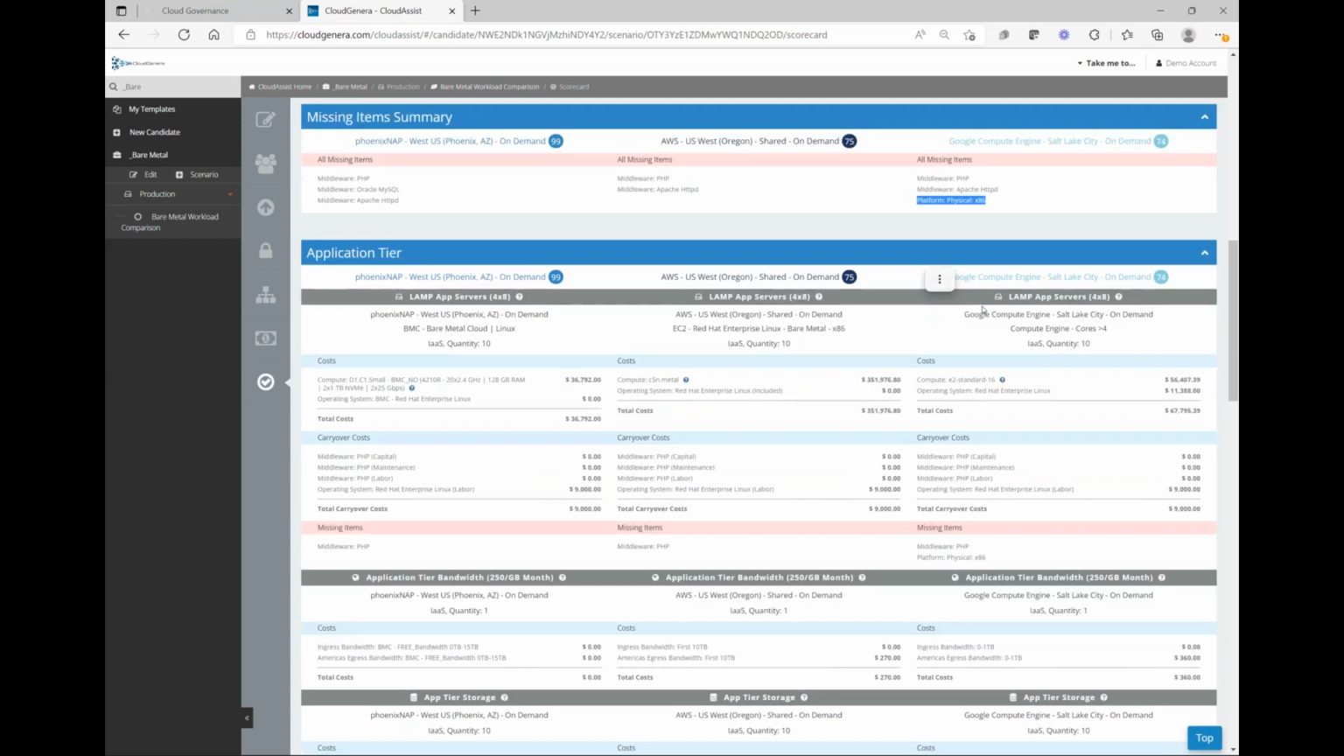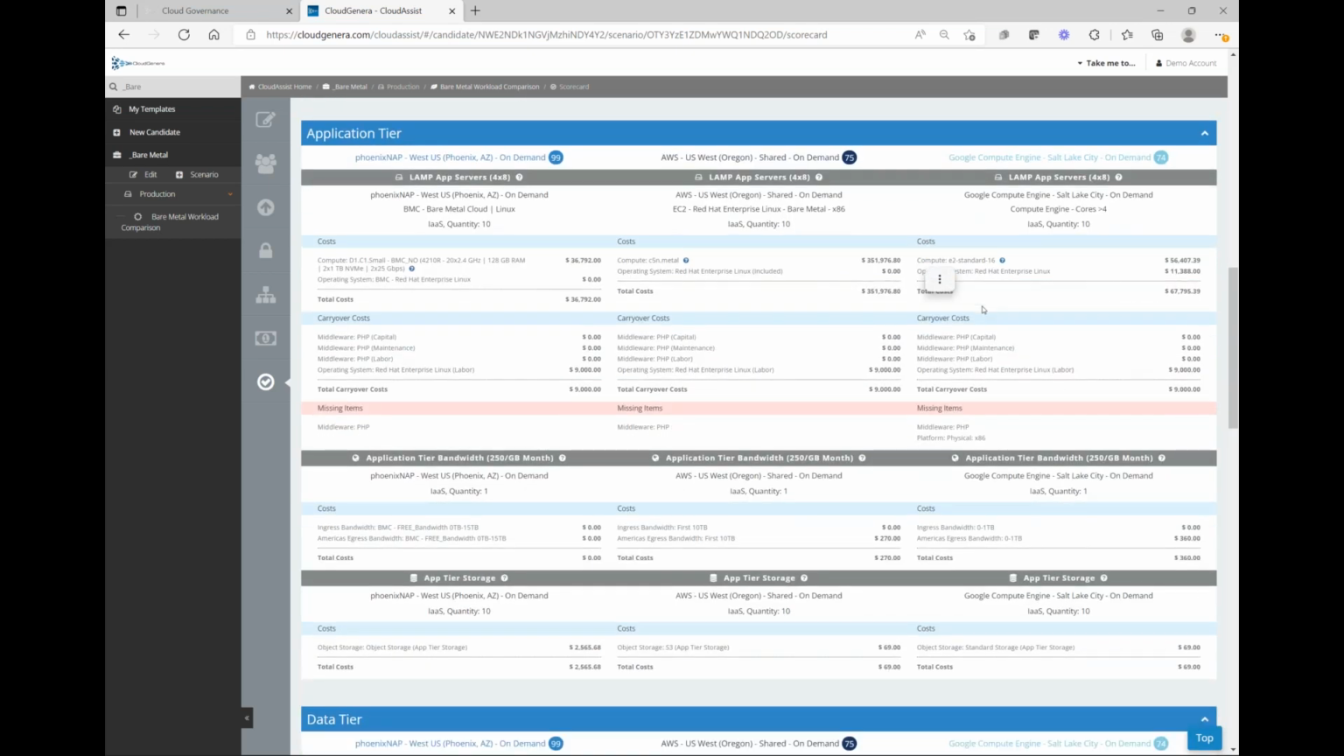Next, the product gives you great detail in terms of what are the best services available from each provider. So here we're comparing a D1 small in the bare metal cloud of phoenixNAP to a C5N metal instance in Amazon versus the closest size shape in a VM in Google. And so side by side, you can see the annual costs associated with these. Why is it that phoenixNAP has such a big cost advantage in this example that we're looking at?